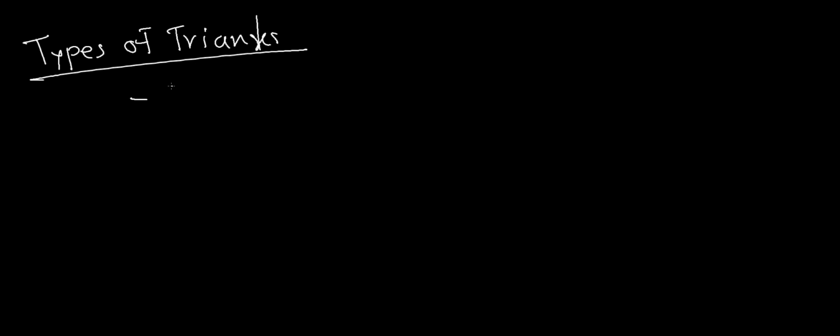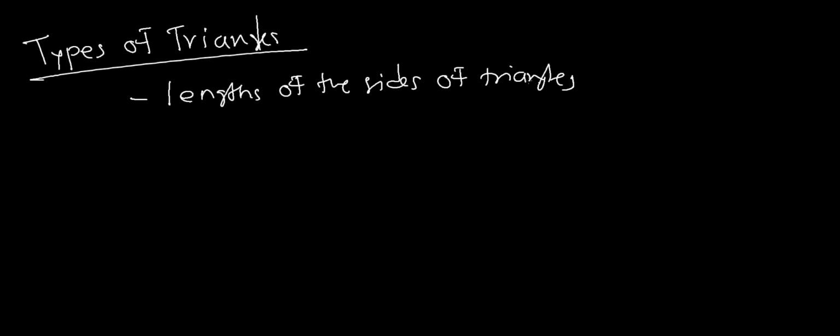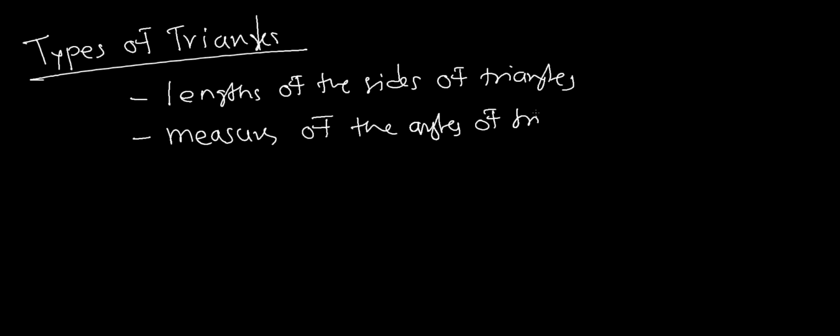Types of triangles. So we can have types based on the lengths of the sides of a triangle, or based on the measures of the angles of a triangle. So based on this we can have types of the triangle. First we'll look based on the lengths.